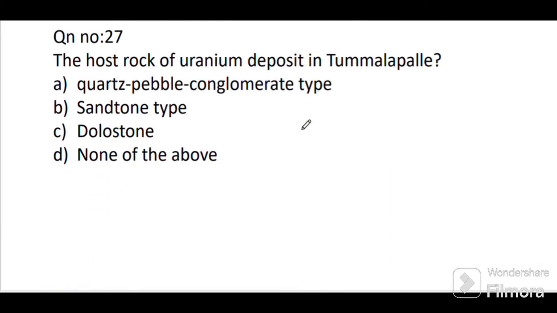Next question. The host rock of uranium deposit in Tummalapalle. The host rock of the uranium deposit is dolostone. So option C is the right answer.